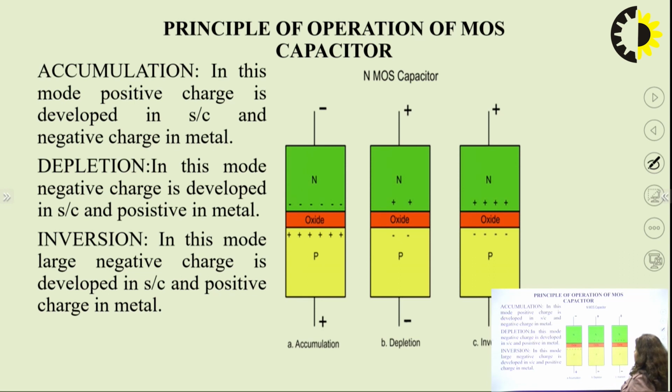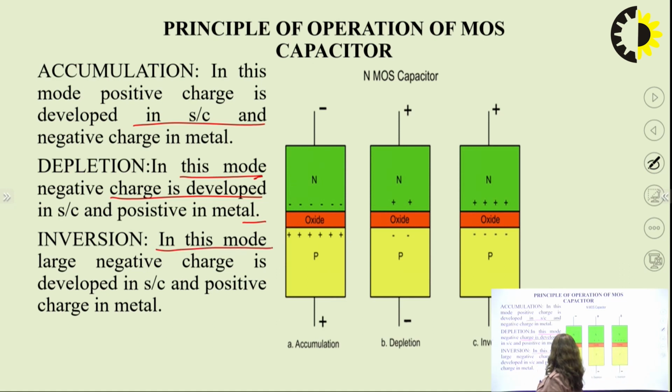So the next one is the principle of operation of the MOS capacitor. We already discussed that in accumulation, in this mode positive charge is developed in the semiconductor and negative charge in the metal. So we have the maximum number of negative charges on the metal side and positive charge on the semiconductor side. In the depletion, in this mode negative charge is developed in the semiconductor and positive charge is developed in the metal. So it is opposite to the accumulation process. Here the positive charge is accumulated in the metal and the negative charge is accumulated in the semiconductor.